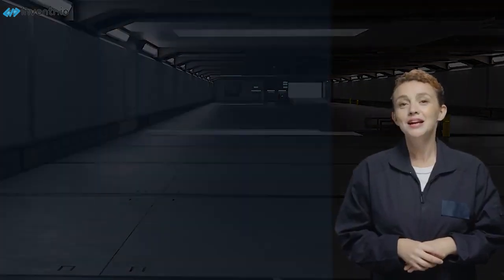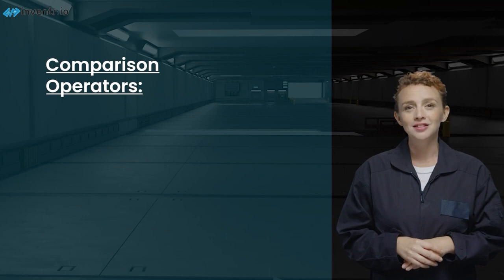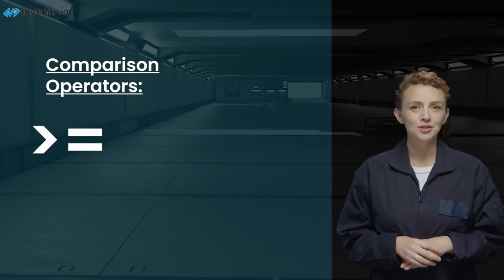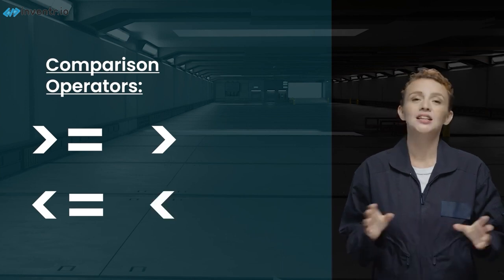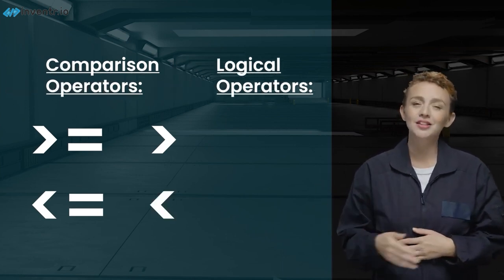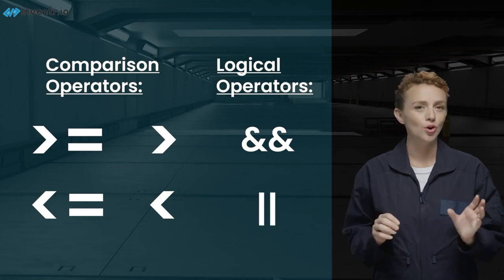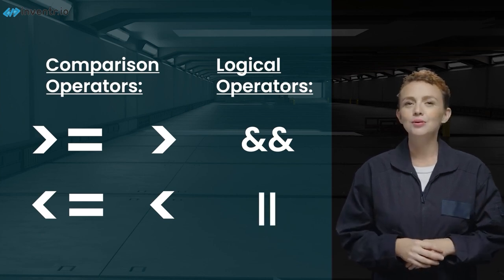In order to make our color-coded power-level dreams a reality, it looks like we're going to need a few more tools in our coding toolkit. It's time to get to know some of the more sophisticated comparison operators. Allow me to introduce you to our new friends. Greater than or equal to, greater than, less than or equal to, and less than. And let's not forget about their pals, the logical operators, and, or. These operators allow us to make more complex decisions in our code.